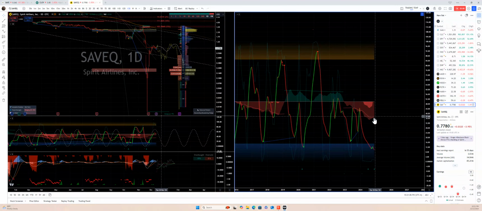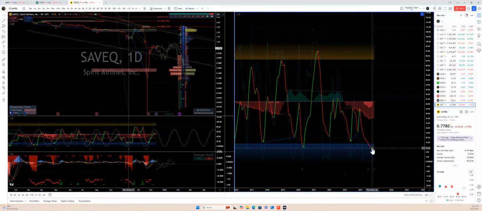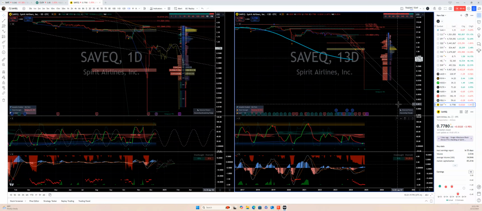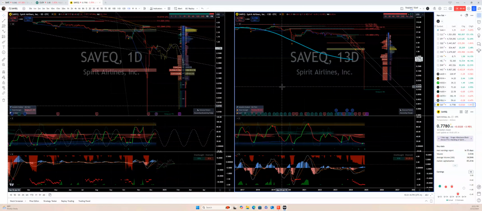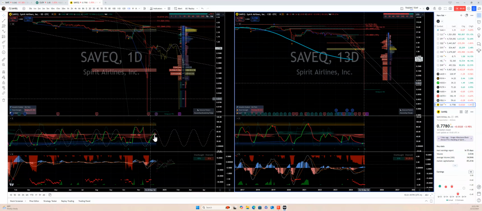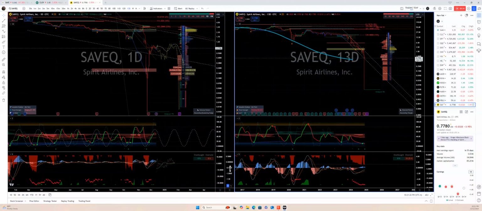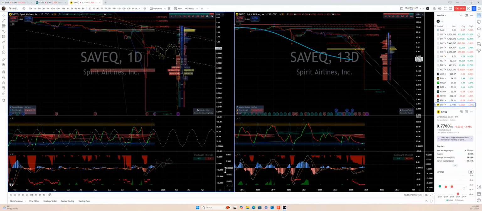It's starting to lighten up a little bit here. It might do something like this. But the hyperwave is still negative, market structure is still negative. It's biased to the downside. Everything says short this stock. There's nothing, and I can't even find a support level on it.